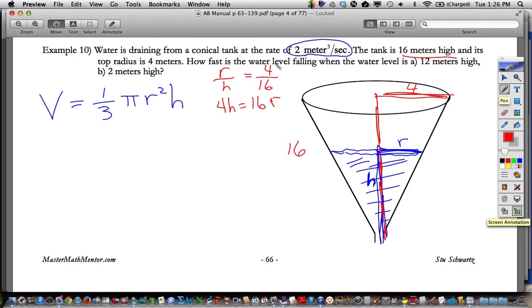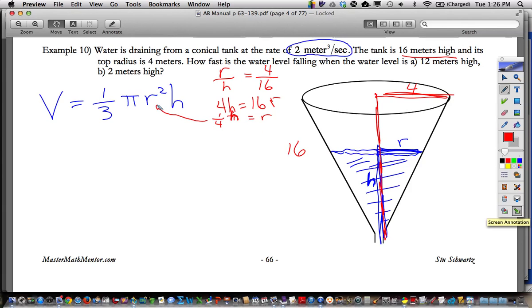In the problem, they want to know how fast is the water level falling. That's H prime, right? The water level is H. So I want H in my problem, not R. So I'm going to solve for R. So I divide by 16 and I get 1/4 H. So R is equal to, oops, that's not pi, that's H. Okay, so R is equal to 1/4 H.